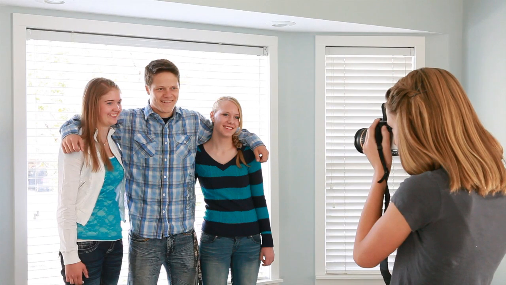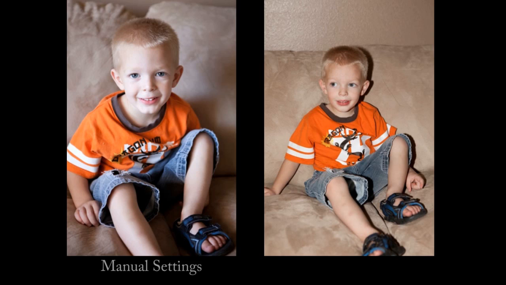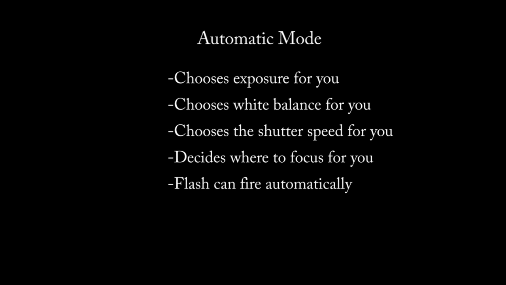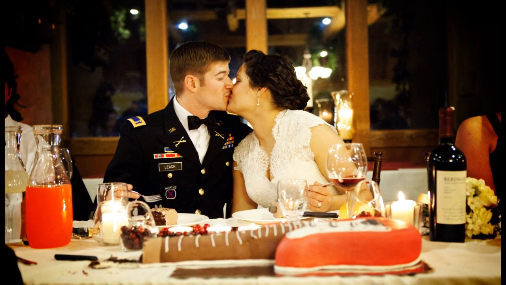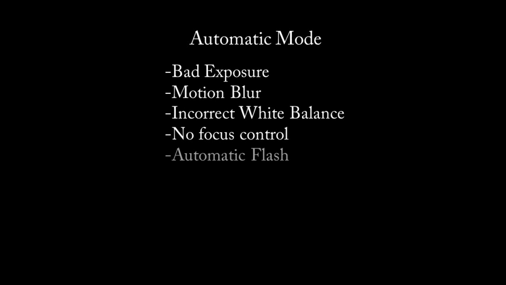Another issue with automatic mode is that your flash can fire automatically. You'll often find that you prefer the natural light in the room over the harsh light and shadows from your flash. If you're shooting in automatic mode, you won't have any control over your flash firing. By shooting in manual mode, you'll be able to control the light in your picture and capture more of the ambiance of the room. So just to recap, here are some of the problems you can run into if you leave your camera on automatic mode.